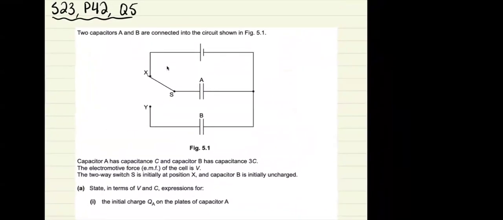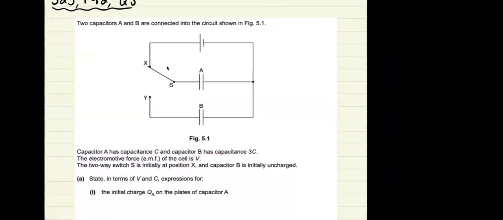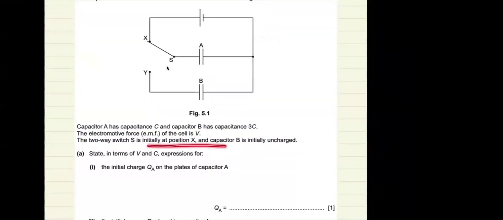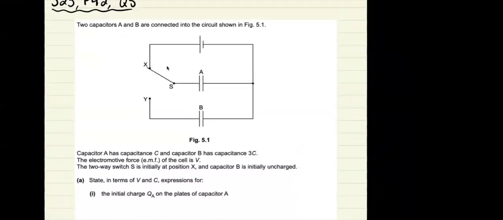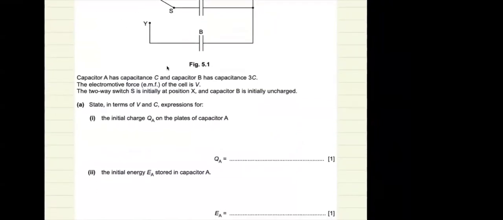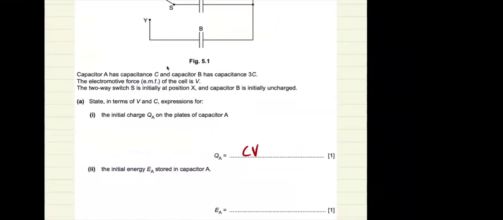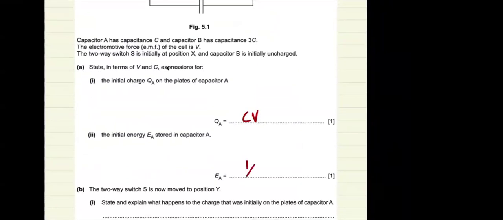First it says that the capacitors are connected as shown. Capacitor A has capacitance C, capacitor B has capacitance 3C. The EMF of the cell is V. The two-way switch is initially at X and B is initially uncharged. State in terms of V and C expressions for the initial charge QA on the plates. If voltage V of this source appears here, it's going to be CV, right? And the initial energy would correspondingly be half CV squared.